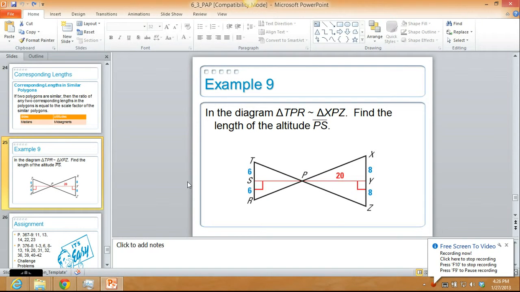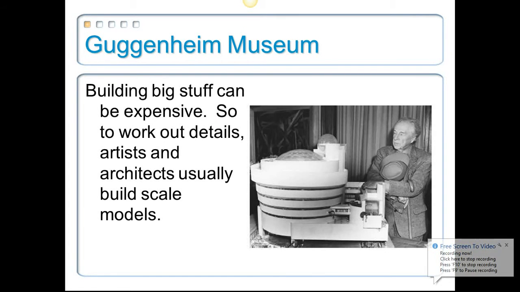Okay, so final example, example 9. In the diagram, triangle TPR is similar to triangle XPZ. Find the length of the altitude. Altitude is PS.